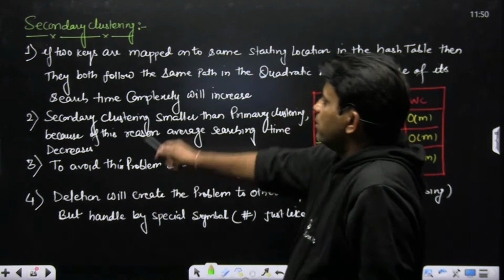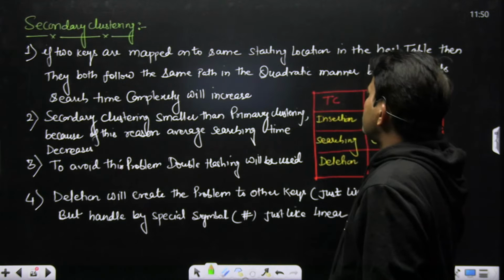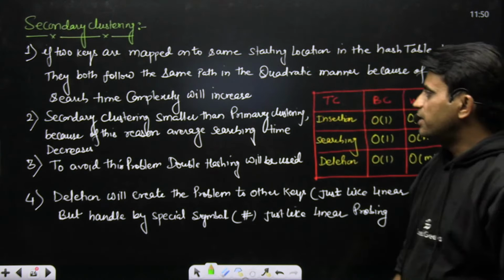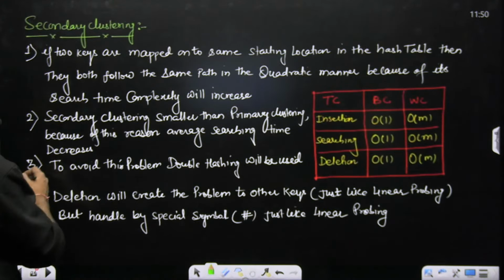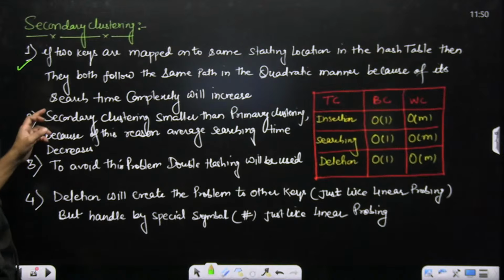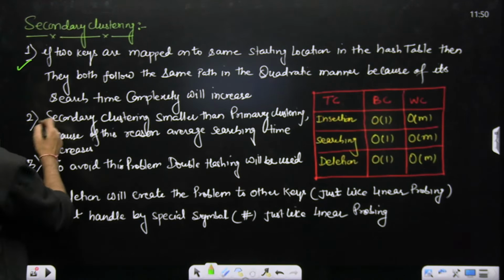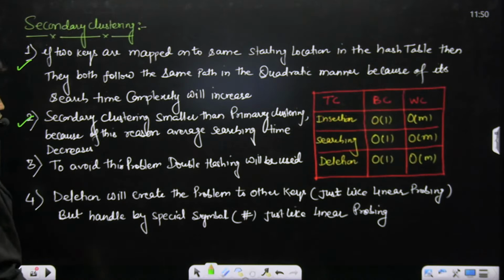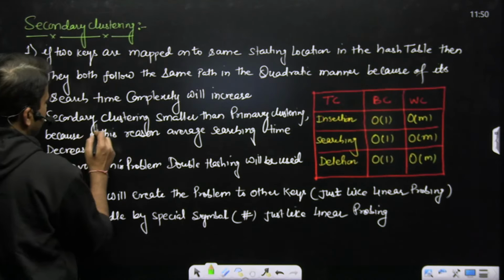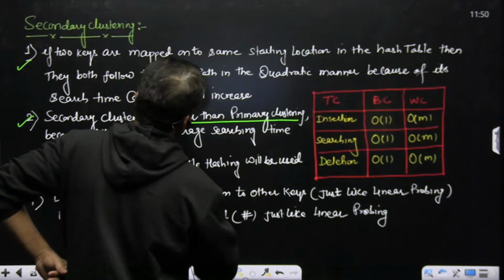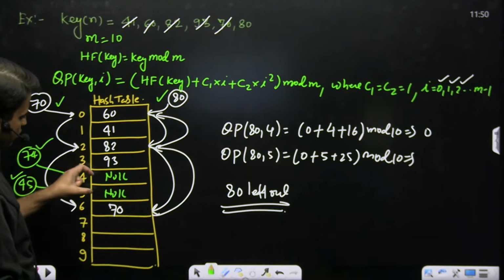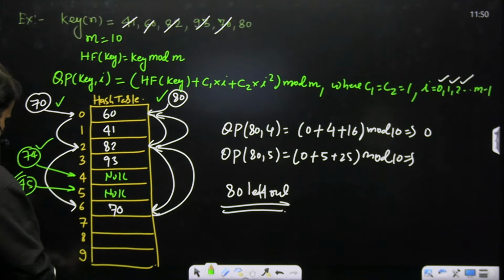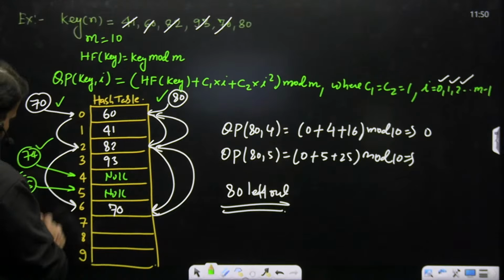ओके, so if two keys are mapped onto same starting location in the hash table, then they both follow the same path in quadratic manner. Because of it search time complexity increases, right, ये secondary clustering है बच्चे. Secondary clustering is smaller than primary clustering. This is important. क्यों सर? क्योंकि secondary clustering में बीच बीच में empty holes हैं, तो आप इनको utilize कर सकते हैं different members के लिए, right? बट प्राइमरी क्लस्टरिंग में एक साथ इकट्ठा हो गया था पूरा डेटा.